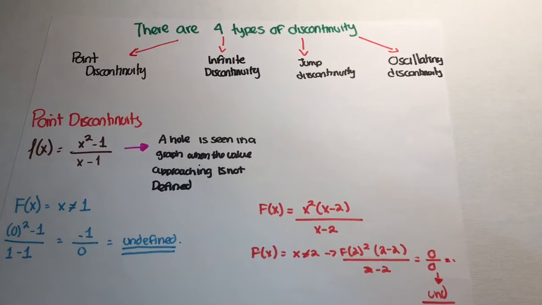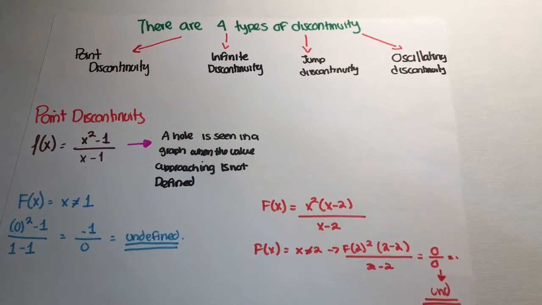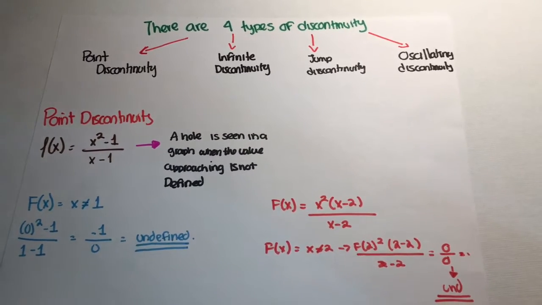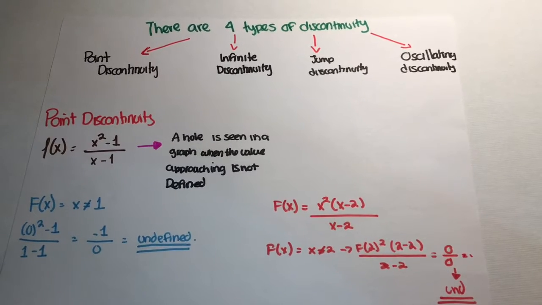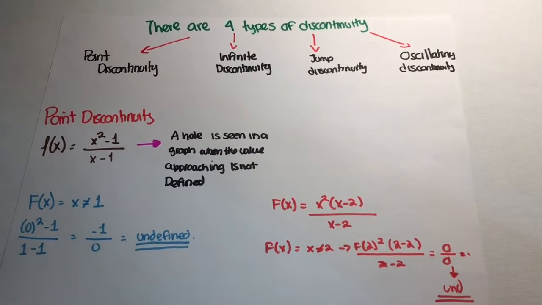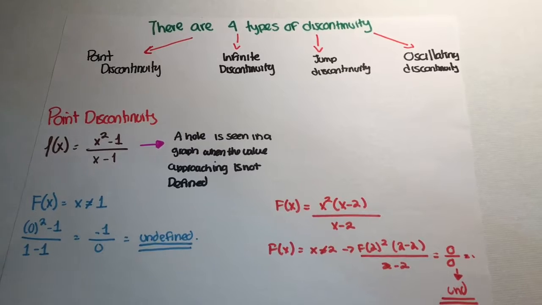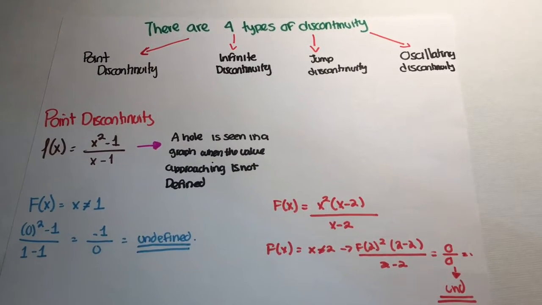First, point discontinuity. Point discontinuity is also called a hole. A hole is seen in a graph when the value being approached is not defined. For example, the first example, f of x equals x squared minus 1 divided by x minus 1. If we set the denominator equal to 0, we get that f of x is not defined at x equals 1. So there is a hole in the graph at x equals 1.